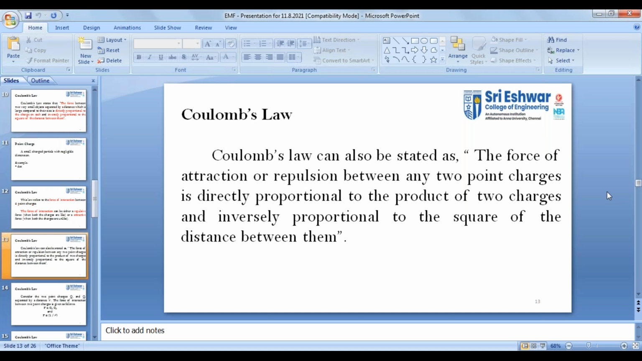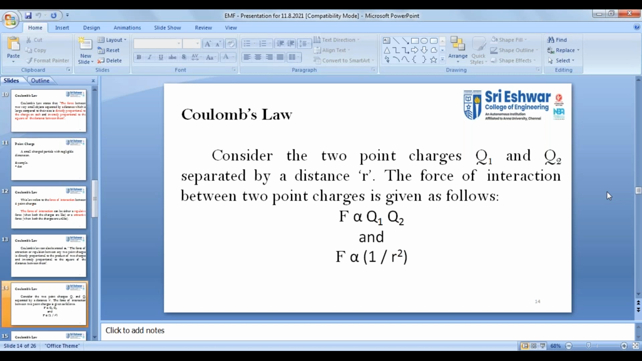Again, the same statement is given, but in terms of force of attraction or repulsion. Coulomb's law can also be stated as: the force of attraction or repulsion, or generally the force of interaction between any two point charges, is directly proportional to the product of the two charges and inversely proportional to the square of the distance between them. That is what we have seen. This is Coulomb's law.